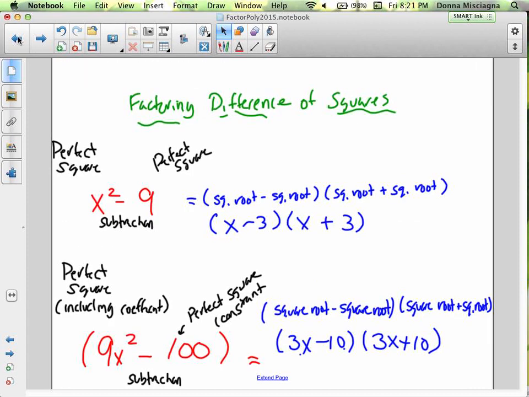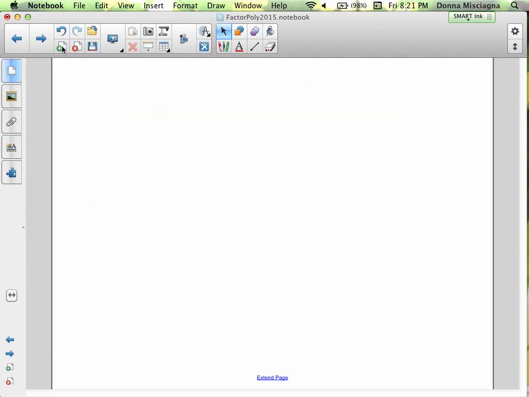Now, actually, before I stop this Nearpod, I want to talk about what would happen if we didn't have a difference of squares, if we had a sum of squares. So let's do one more. It's not in your notes. You might want to add it because I probably should have done one like this.